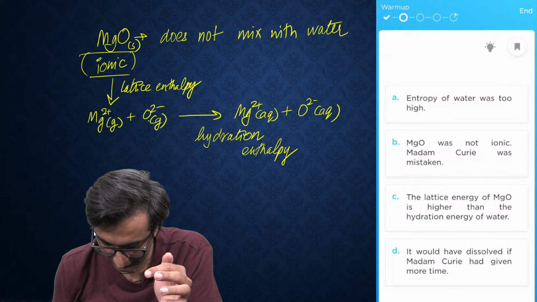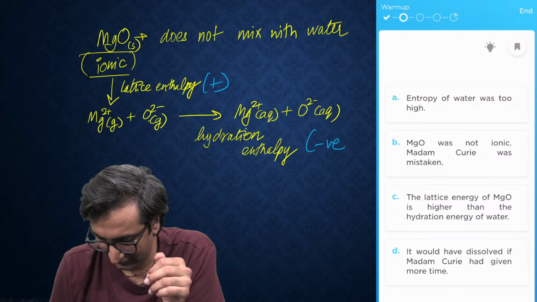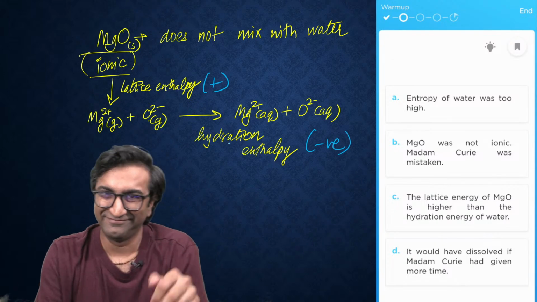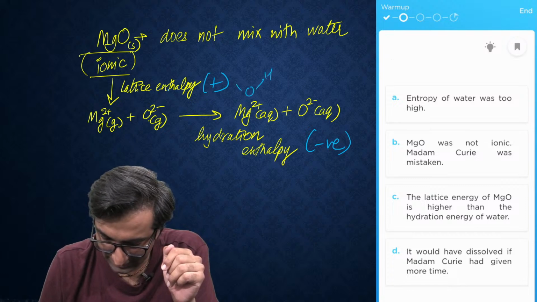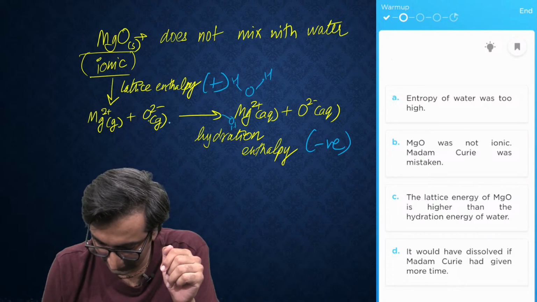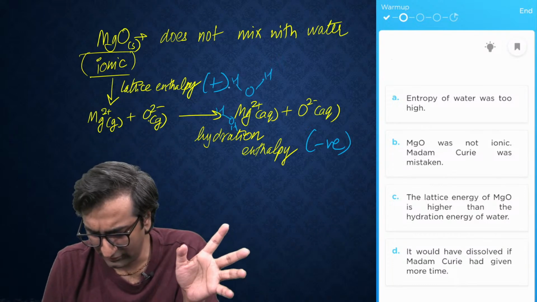I'm going to use a different color over here. So this is positive energy. What about this? ये है negative energy. क्योंकि what's happening here? This is surrounded by a lot of water molecules. यही तो hydration का मतलब है. Mg2+ will come, oxygen atoms will come close to it.